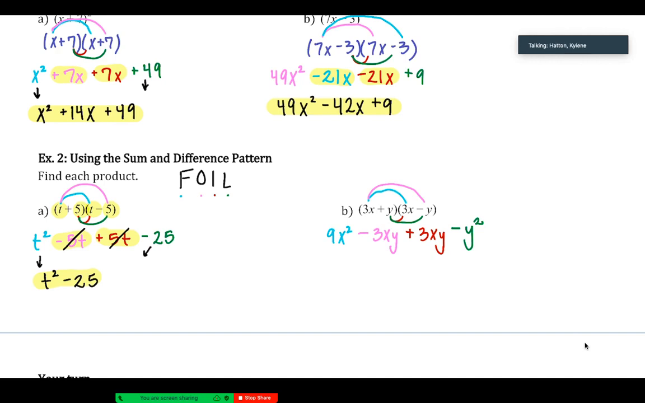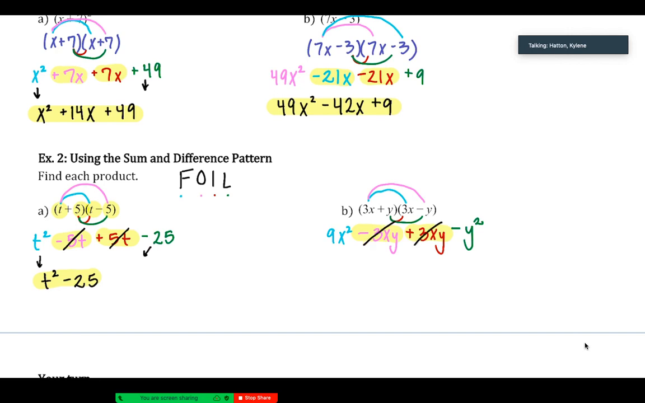So 9x squared minus 3xy plus 3xy minus y squared. And then we want to check for like terms. I have a negative 3xy and a positive 3xy. So if I have negative 3 and positive 3, when I add those together, I just get 0 because they're opposites. So like negative 4 and positive 4, like we talked about with A, or negative 5 and positive 5, like we talked about in part A.